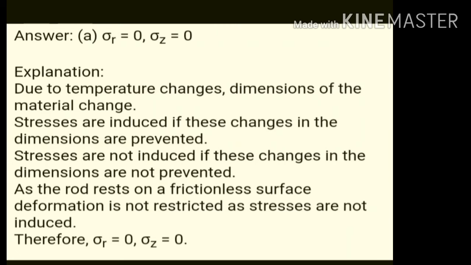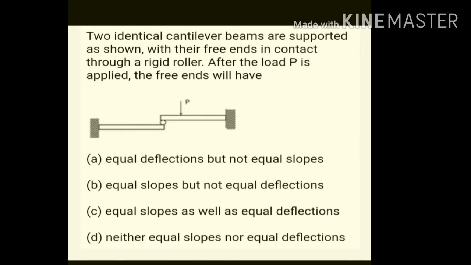Okay, next problem. Two identical cantilever beams are supported as shown with their free ends in contact through a rigid roller. After the load P is applied, the free ends will have. So here you can see two identical cantilever beams are connected by a roller at the ends, and a load P is applied at the free end. What is going to happen?